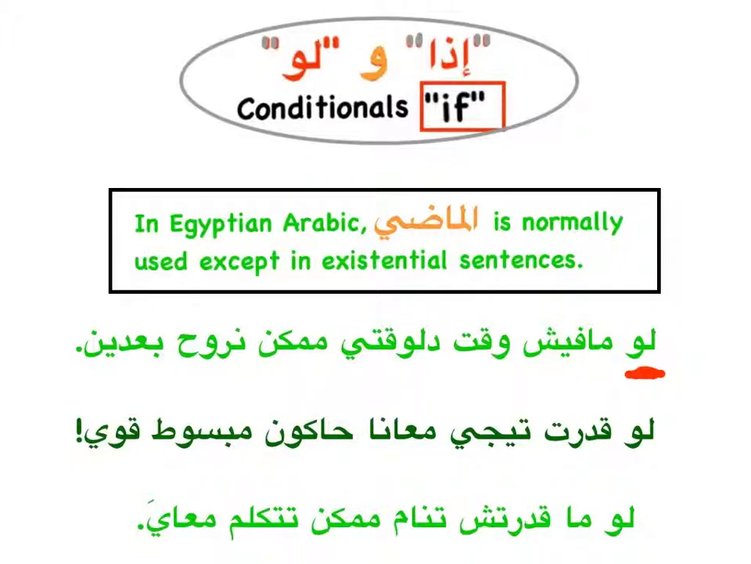So no ماضي indication. And same for لو ما قدرتش تنام ممكن تتكلم معايا. If you couldn't sleep, you can talk to me. This also has nothing to do with now or the past or the future. It's like giving advice to someone. This is some kind of existential sentence.